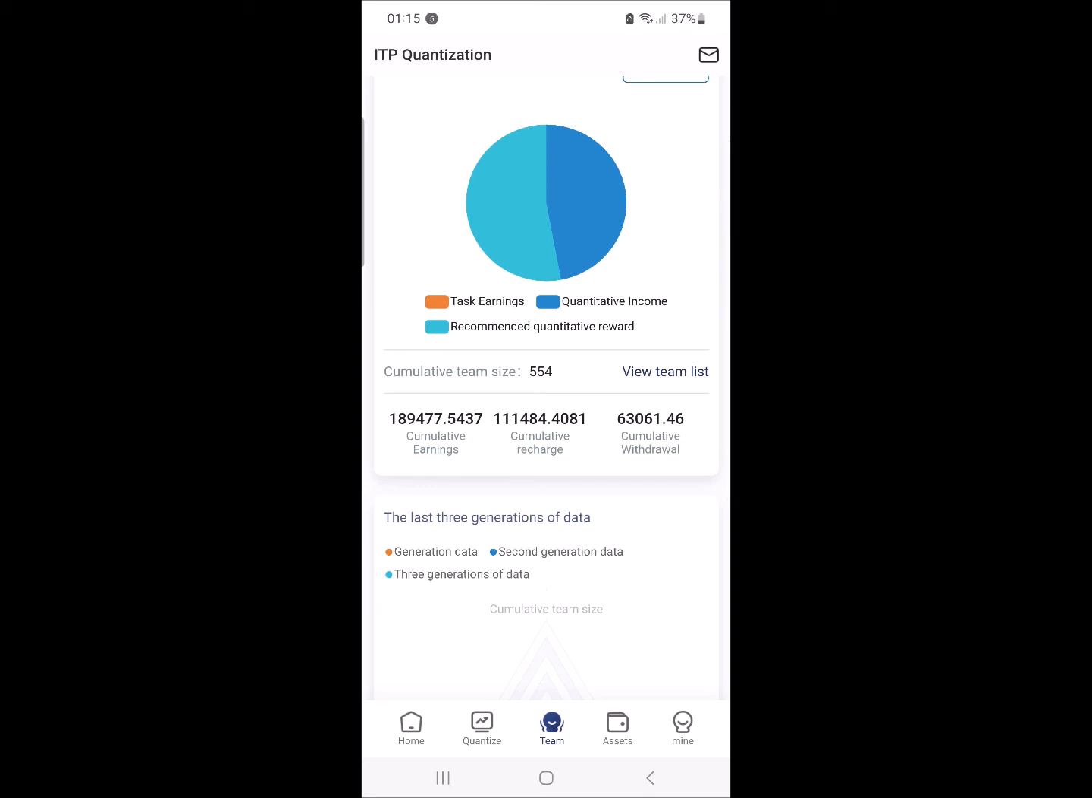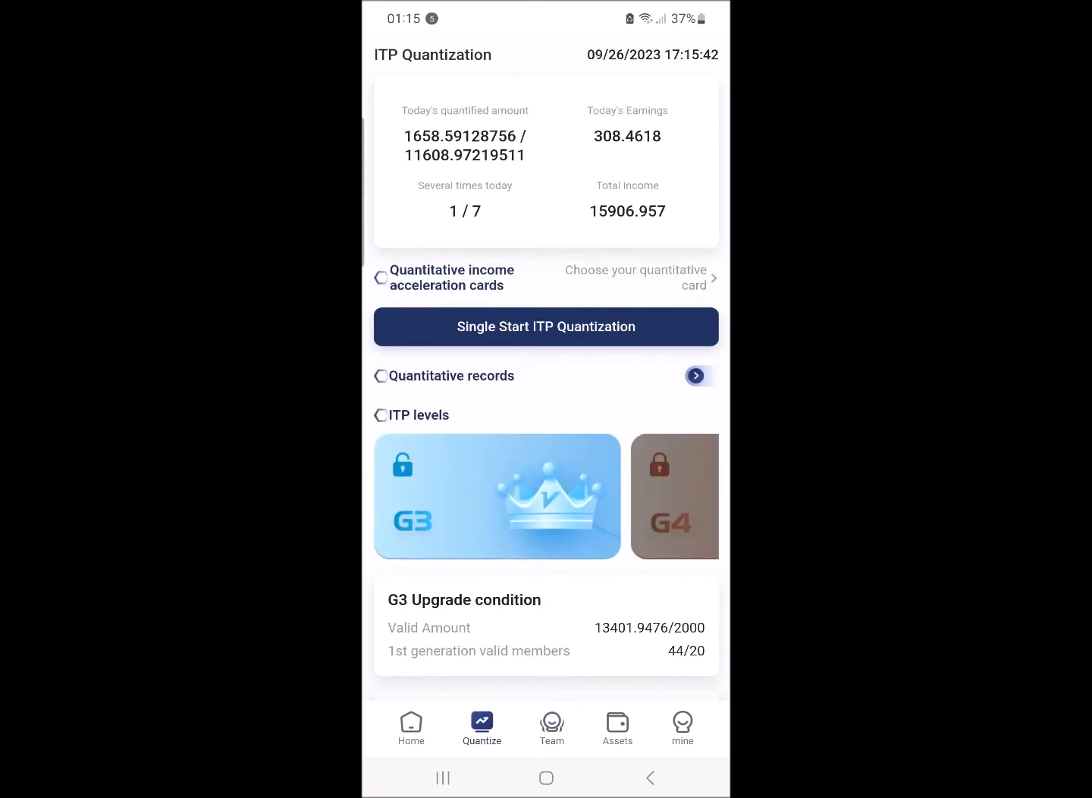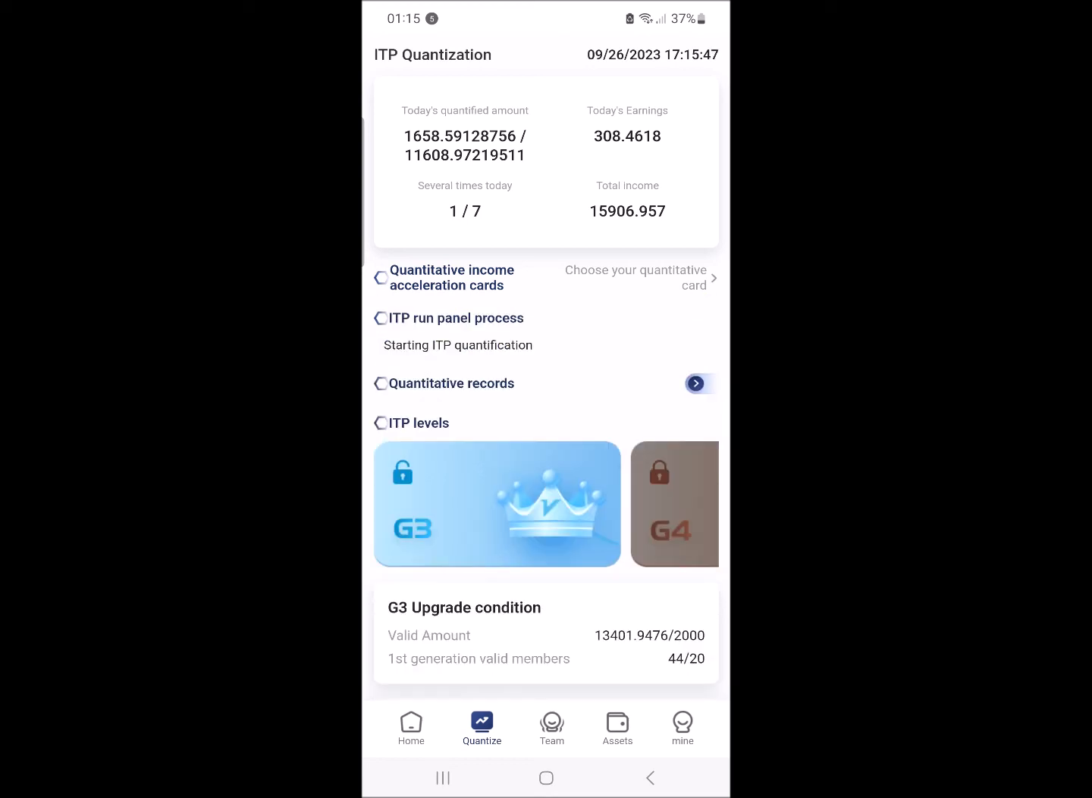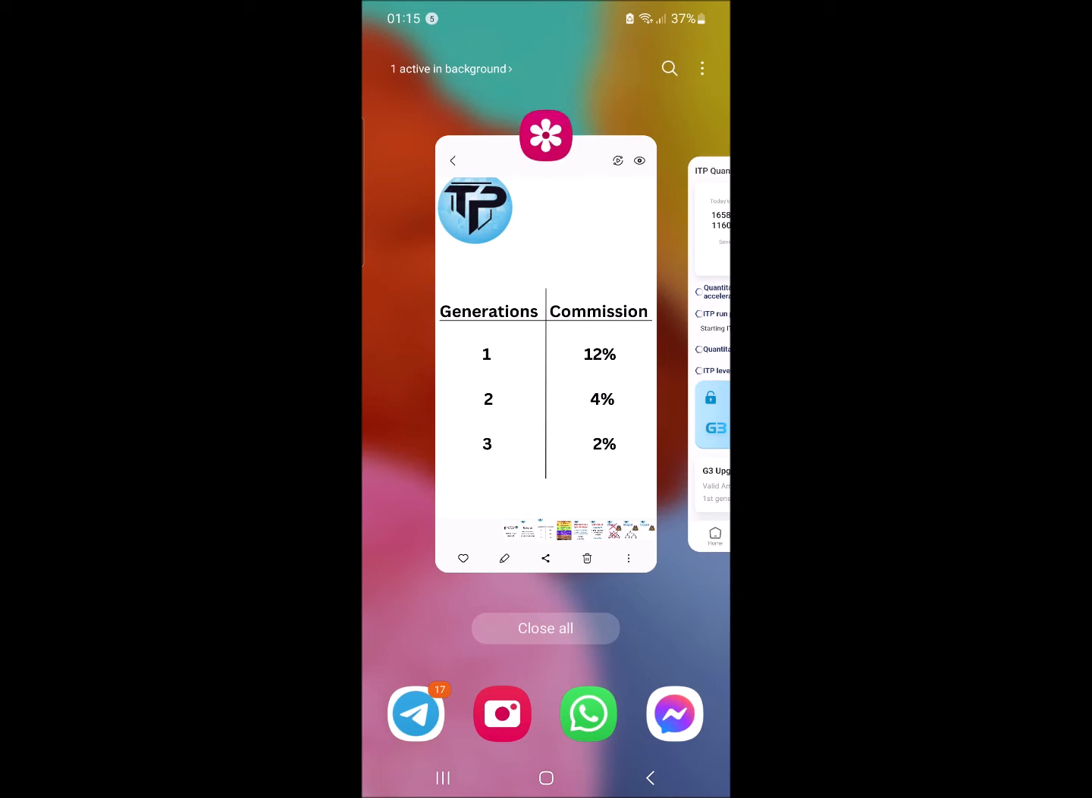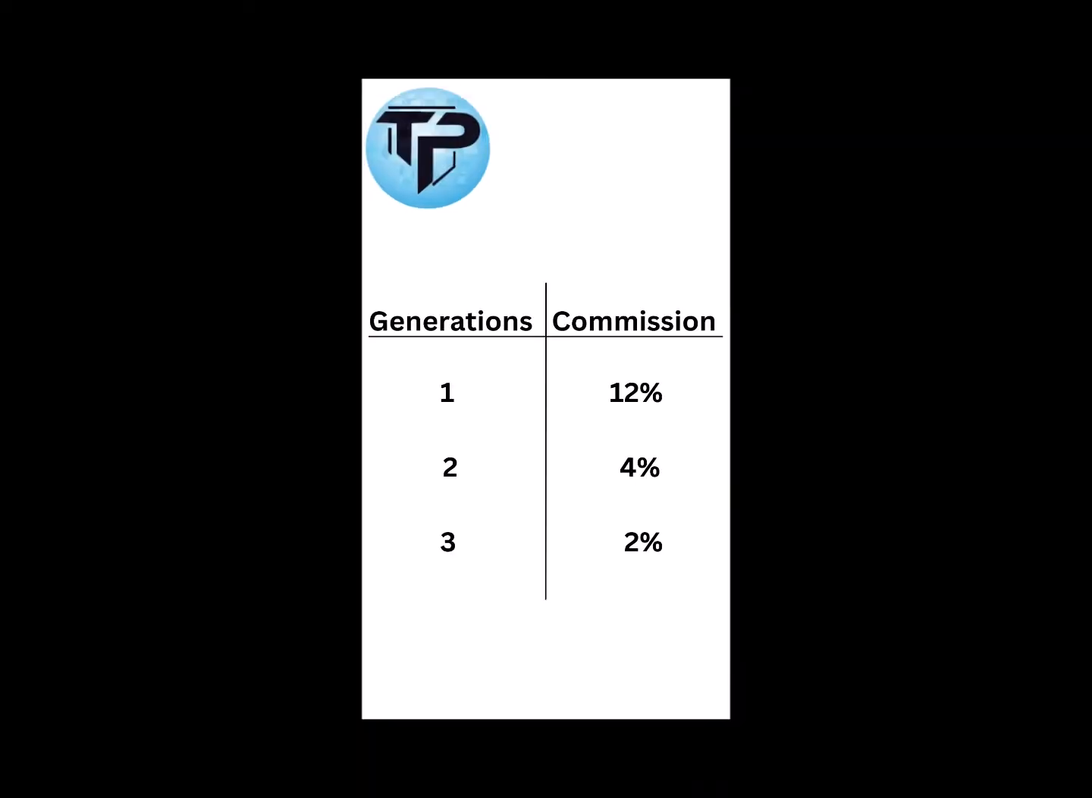So if I just go up to the top to that pie chart and tap on the light blue part, from my team so far today, I've made $289.55. Right, so if I just go back to my Quantize page, I've got one trade left. So I'm going to put that on. I'll leave that running in the background and come back to it, and go back to the presentation.